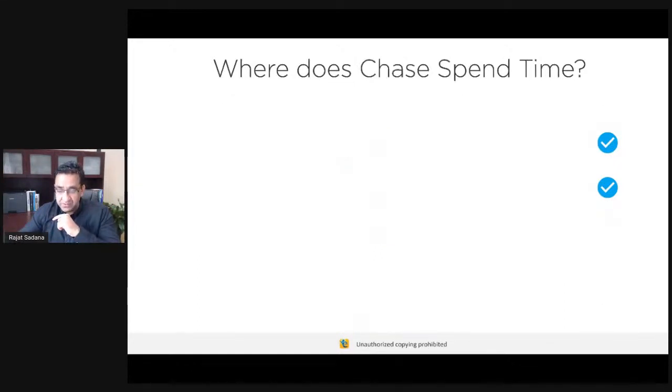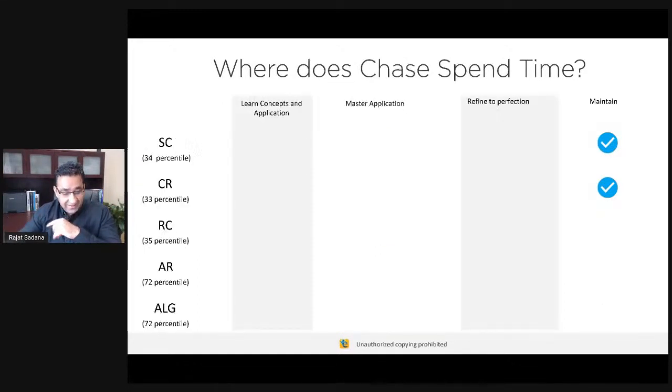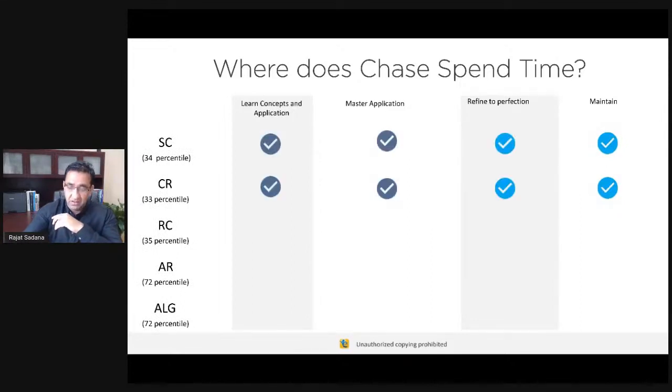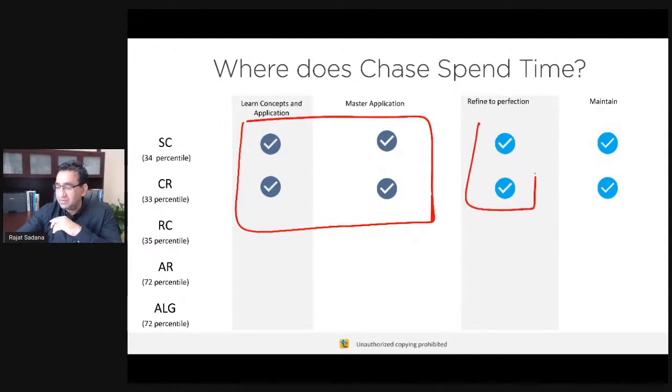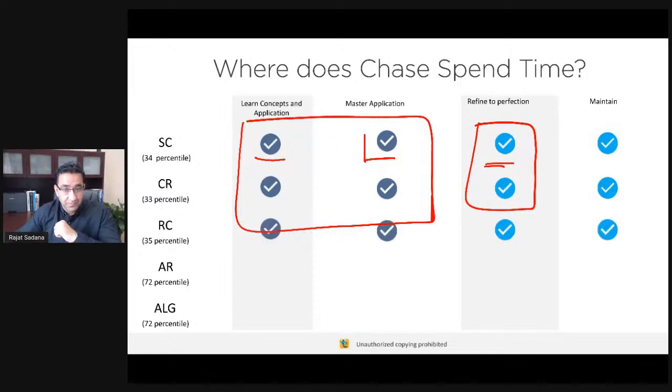Why? Because where does Chase spend his time? Chase is in the 30th percentiles on the verbal section. He's going to spend a lot of time over here first, and then he's also going to spend time to refine to perfection. Now remember, Chase had 3 weeks per verbal subsection. And it's those 3 weeks per verbal subsection that allow him to do each one of these 3 steps. Had he not budgeted those 3 weeks, he wouldn't have been able to do these 3 steps.